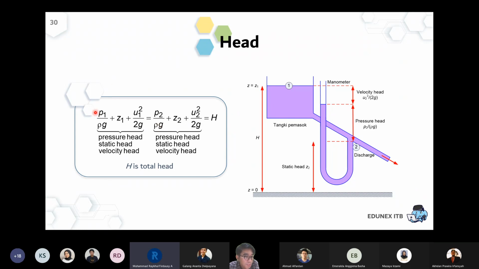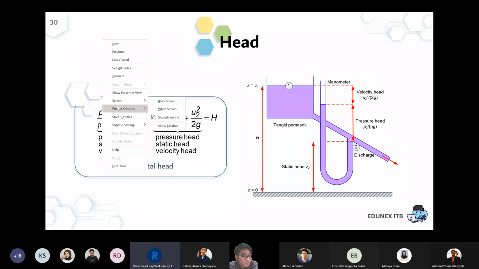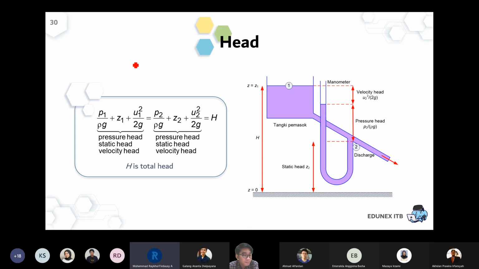Ya, jadi ini adalah persamaan Bernoulli ya, titik 1 dan titik 2, totalnya sama. Ini energi tekan, ini energi potensial, ini energi kinetik. Tapi satuannya sudah bukan joule maupun joule per kilogram. Apa satuannya? What will be the unit? Meters. Yeah, the unit will be meters.